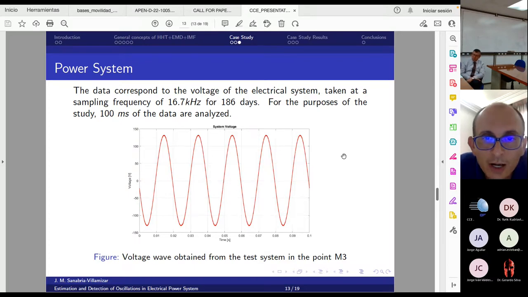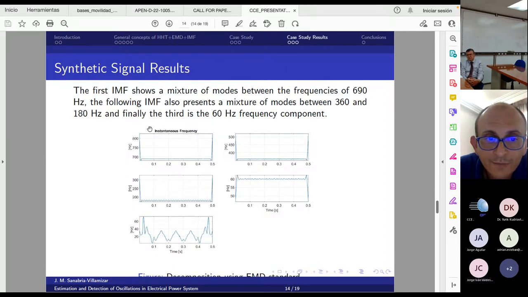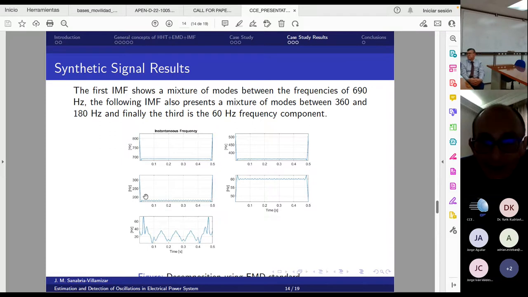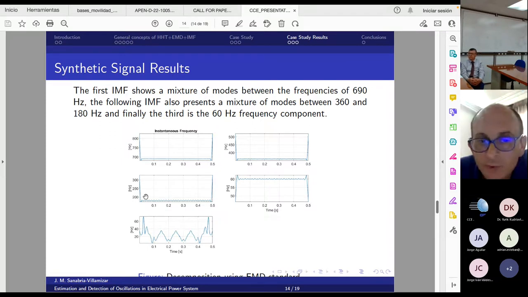And here we can see a normal signal that it's possible to obtain from our systems. These data correspond to a voltage of an electrical system taken at the sampling frequency that appears here for this period of time. Okay, we took only 100 milliseconds to try to show the effect of the method. Here we can see the instantaneous frequency. You can see, for example, here, a frequency close to 700 hertz. Now we can see here a component that is close to 200 hertz, and it's possible to identify the variation of the frequency versus time.